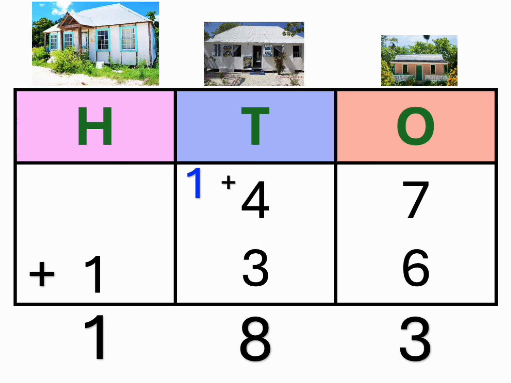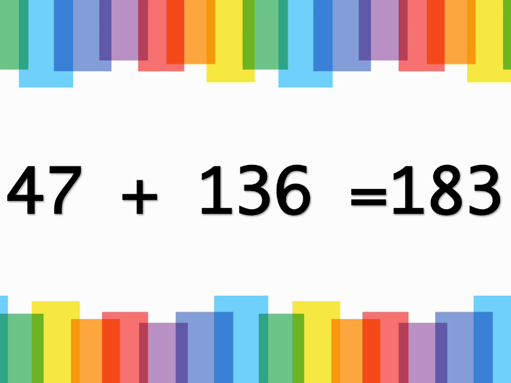Now let's write this as a number sentence. Our number sentence is 47 plus 136 equals 183.